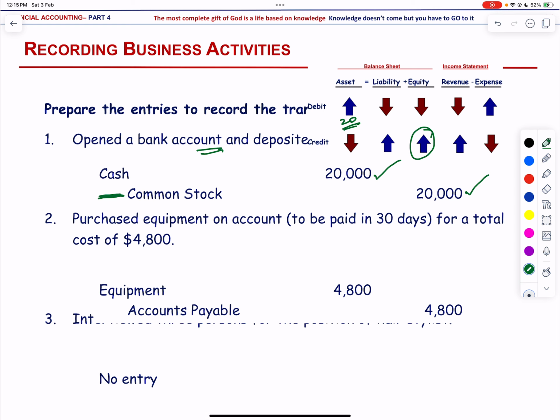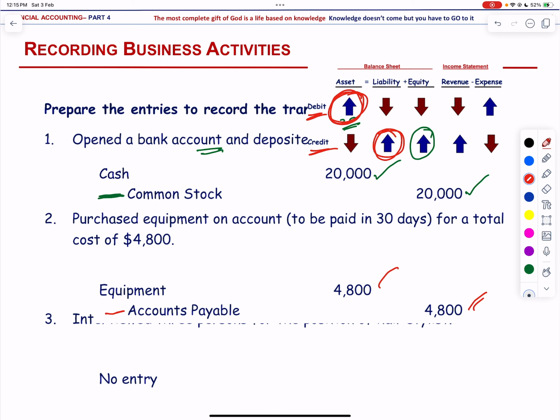We look at another transaction. Purchase equipment on account, to be paid for, for a total cost of 4,800. And you can see in this illustration, equipment is increasing by 4,800, and because this is on account, the liability is increasing by 4,800. So an increase in asset is debit, and an increase in liability is credit, indented.